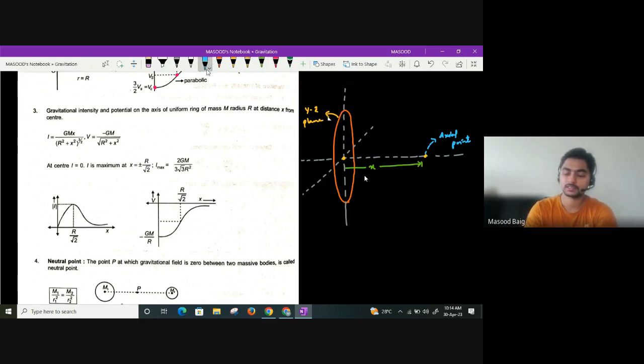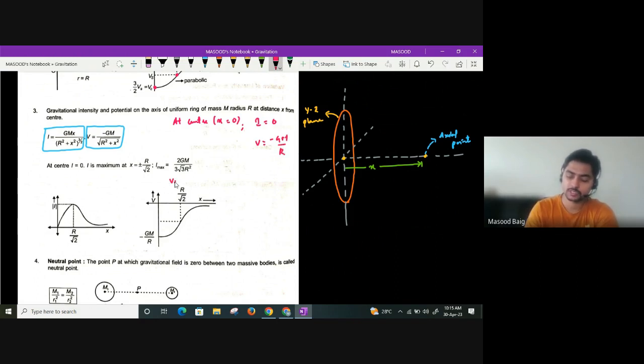Then in that case, the field will be given as GM into x divided by (r square plus x square) whole power 3 by 2, guys. And potential, if you consider, will be given as minus GM divided by under root of r square plus x square. At the center, x value will be 0. So what will the field value be here? At the center, the field value will be 0 because x is 0. What will be the potential? It will be minus GM divided by r.